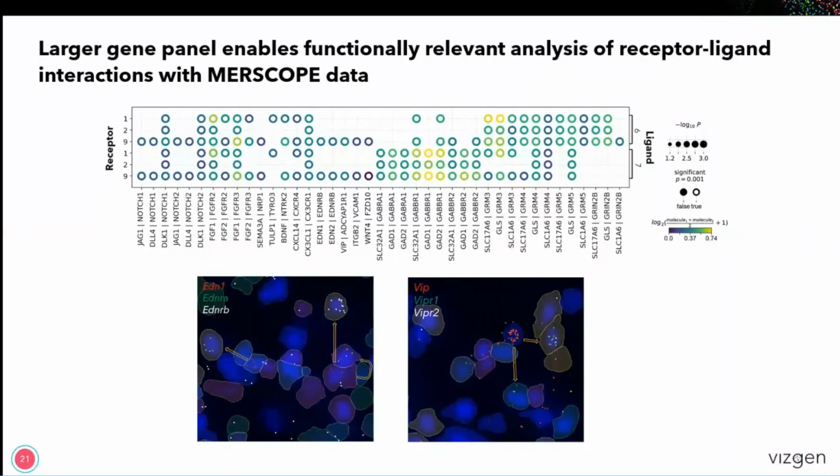For example, here cells express EDN1 genes, which encode the ligand endothelin-1, which can send signals to its nearby cells, which express two receptors of EDN1, EDNRA and EDNRB. As another example, here I show a VIP-positive interneuron can send signals to its adjacent cells, which express two different VIP receptors, VIPR1 and VIPR2.